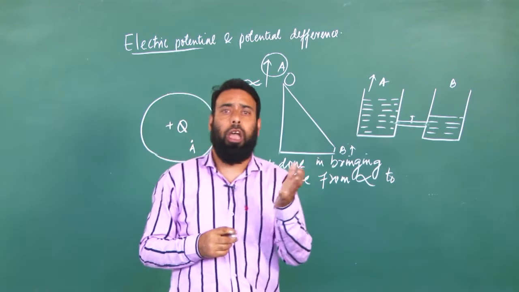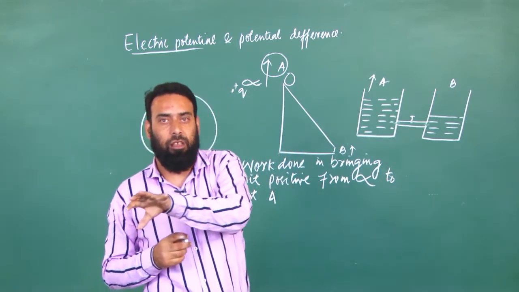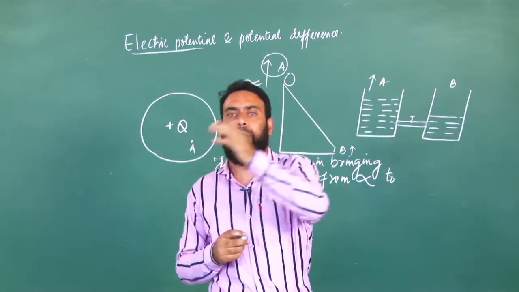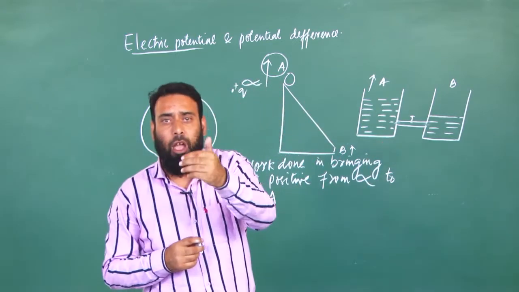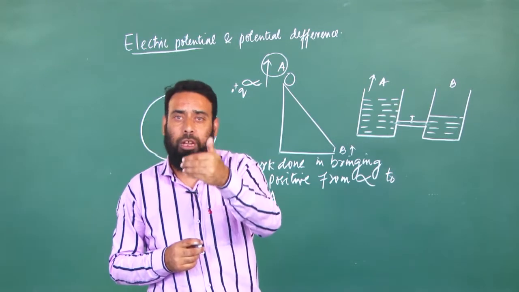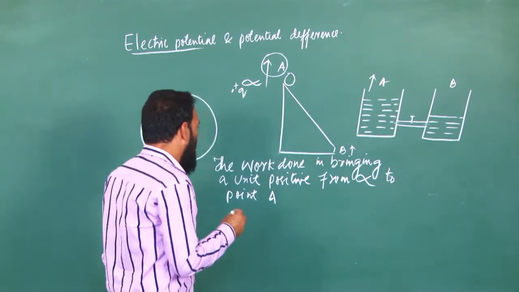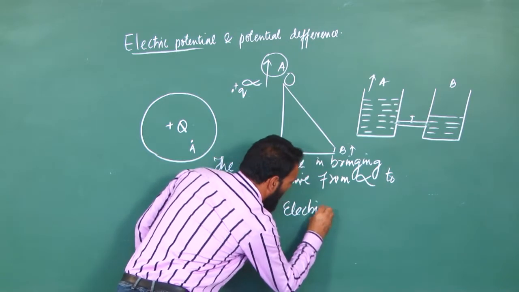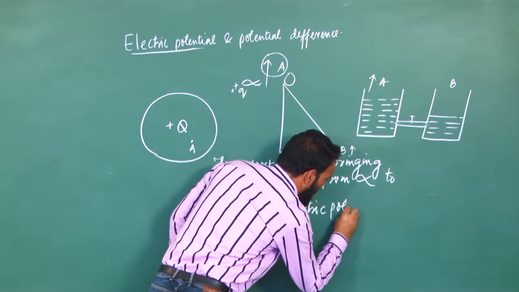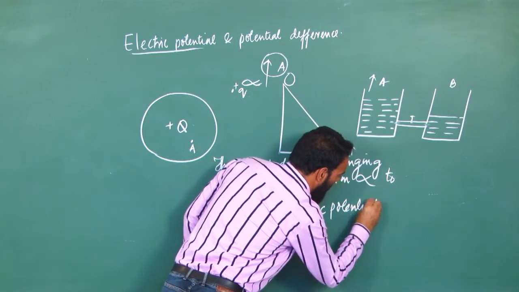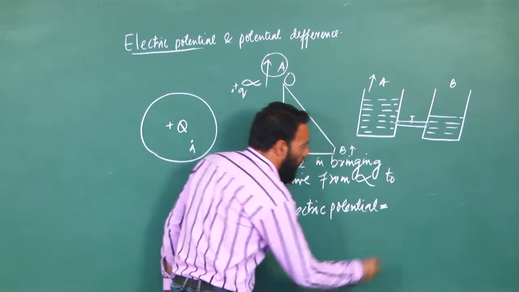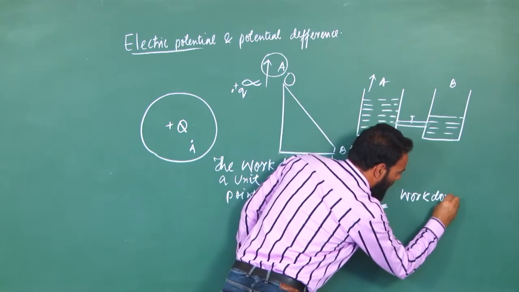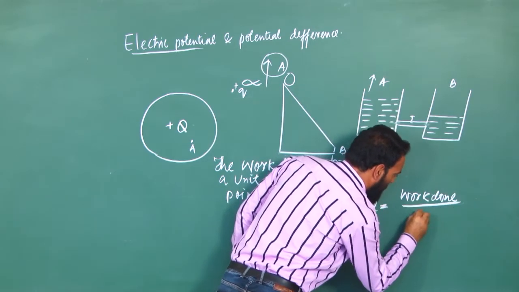In this case, we are moving charges, and to move charges from point A to point B or from infinity to point A, we are doing work. So we can say electric potential is equal to work done divided by charge.